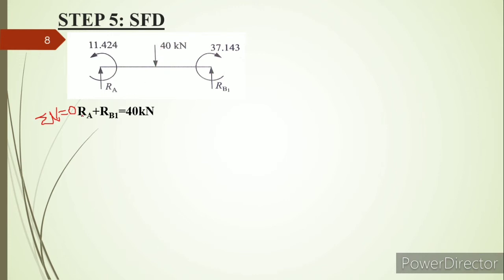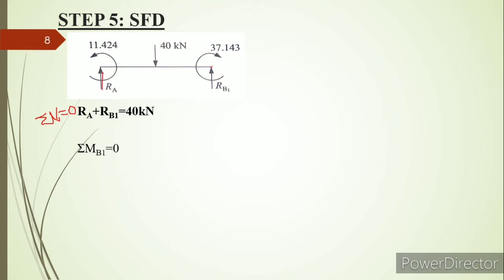That is sigma V equal to 0, which means RA plus RB1 is equal to 40 kilonewton. Then the second equation is the summation of the moments about any point is equal to 0. Here, taking moment about the point B1, sigma MB1 is equal to 0. Then take moment about this point.